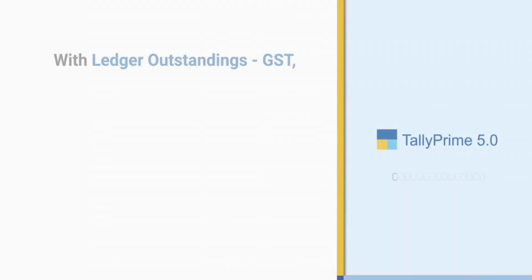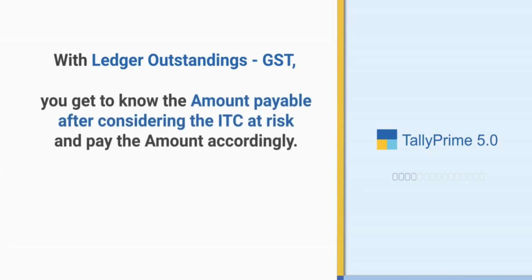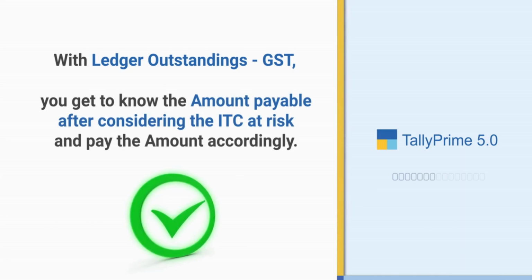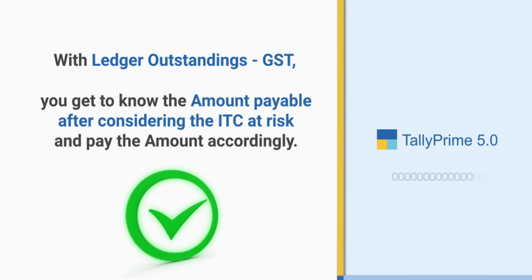As you saw, Ledger Outstandings GST report helps you know ledger-wise amount payable after considering the ITC at risk. You can then know the difference in amount for mismatched transactions and address the discrepancy by paying the pending amount after deducting the ITC at risk.